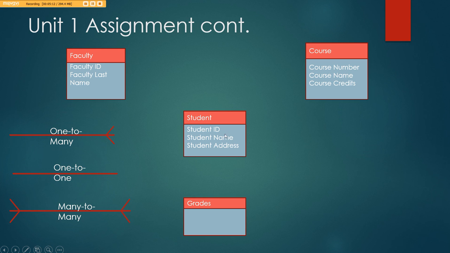Now, sometimes students have many courses. Sometimes they only have one. And how would you represent that? And also, what about grades? Do they only have one grade, or do they have many grades? So that's what you're going to do for Part 2.